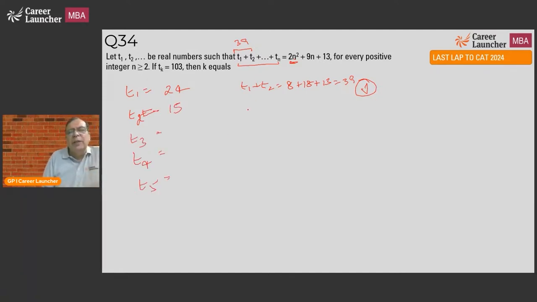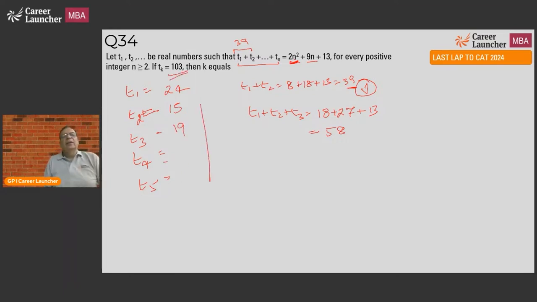Just to complete it, what is T3? T1 plus T2 plus T3 will be equal to how much? 9 into 2, 18. 9 into 3, 27. Plus 13. So this becomes 58. So if this is 58 and T1 plus T2 is 39, what do we get? 18 plus 1, 19. Similarly, check for T4. You will find the pattern and you can find the value of K.